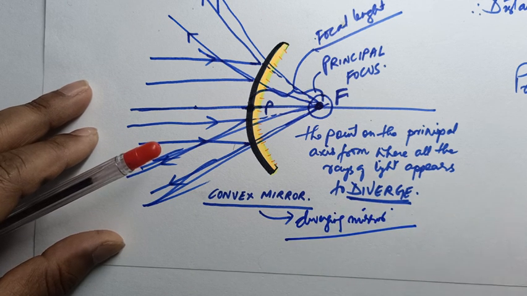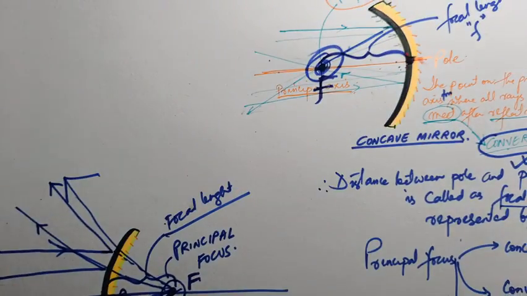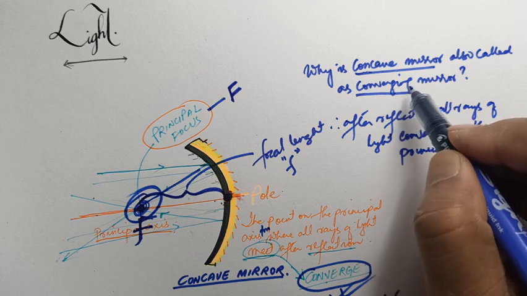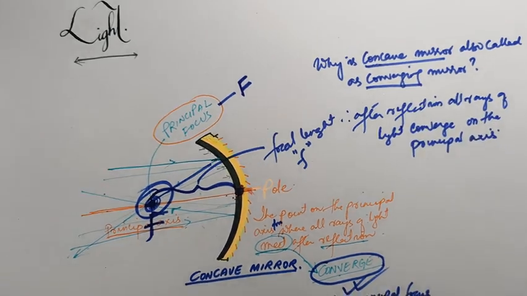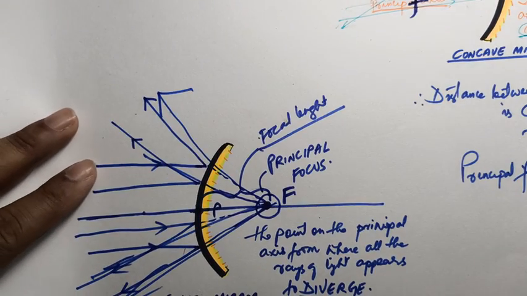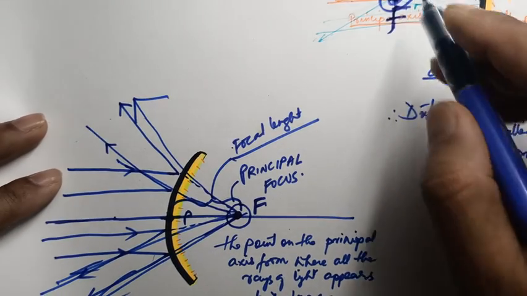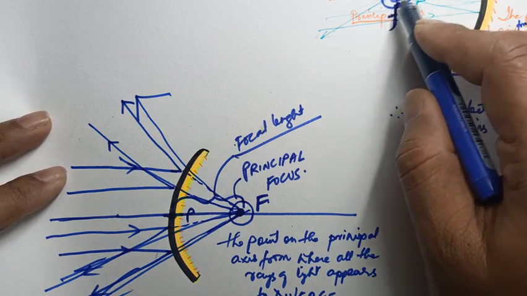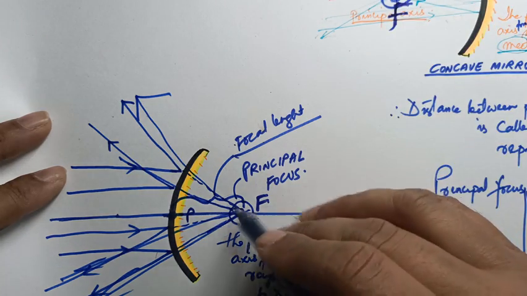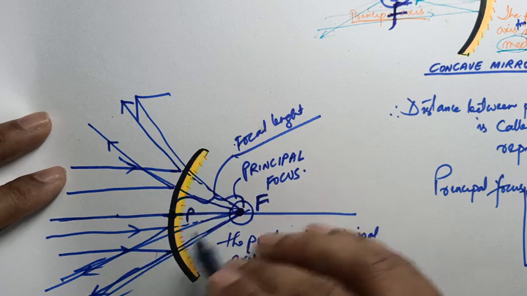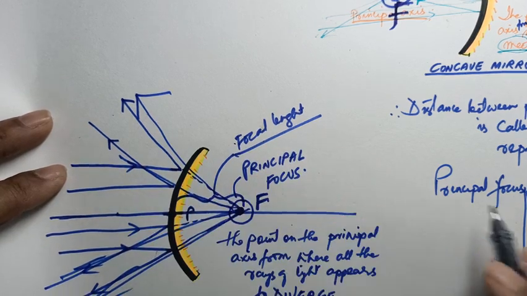So two very important questions: why is a concave mirror called a converging mirror, and why is a convex mirror called a diverging mirror? The answer lies in the point where the rays of light meet or diverge. If they meet on the point, it is called converging. If they appear to diverge from the point, it is called diverging.